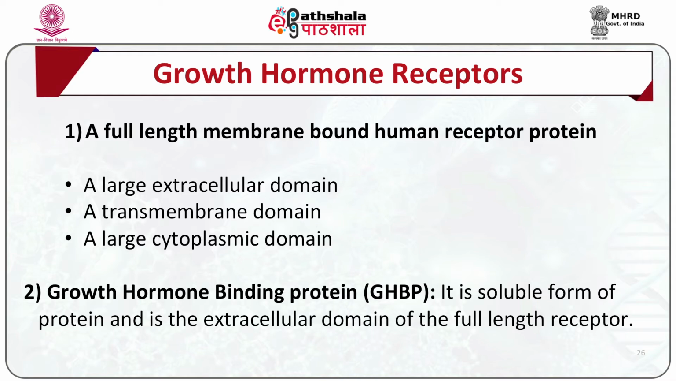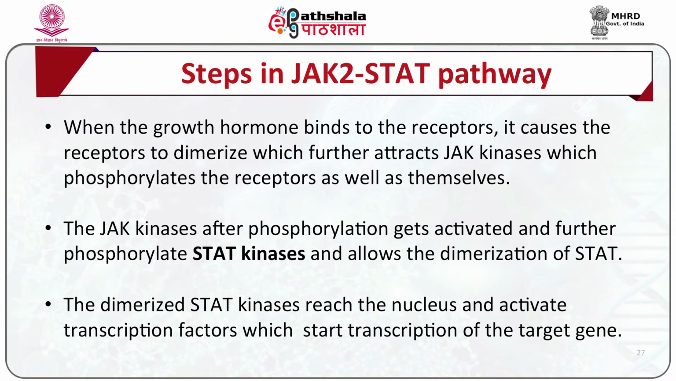It is a soluble form of protein and is the extracellular domain of the full length receptor. The growth hormone has 2 binding sites for growth hormone receptor. So, when one molecule of growth hormone binds to a receptor, the binding activates the nearby receptor to bind the second domain. Thus, one molecule of GH binds to 2 growth hormone receptors, resulting in a homodimer. This dimerization of receptors activates the intracellular signaling pathway.